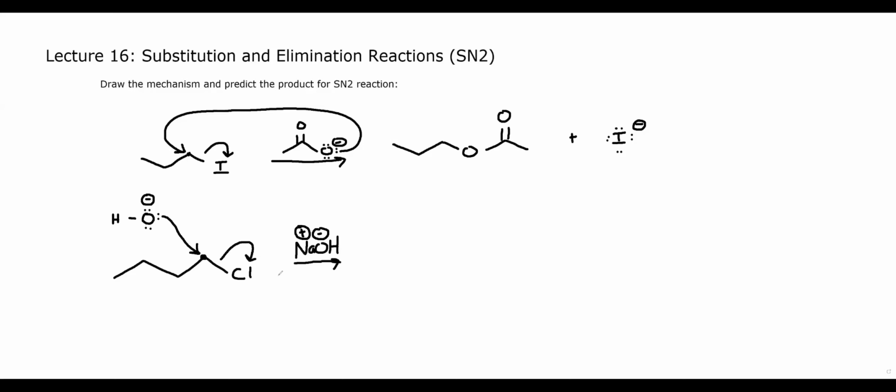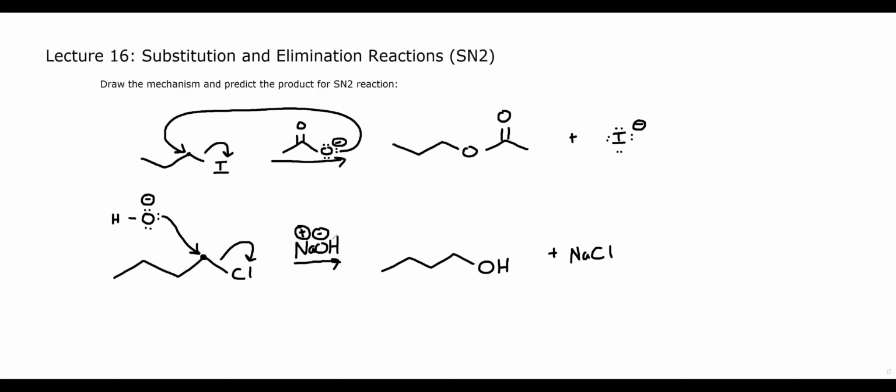And that would be the SN2 reaction. We substitute out the chlorine for the oxygen. So our final product would be simply the same carbon chain, but instead of a chlorine, we now have an OH. And then we have our byproduct, which is Cl, and we also have sodium, so it would be NaCl. Sodium chloride would be our byproduct. Okay.